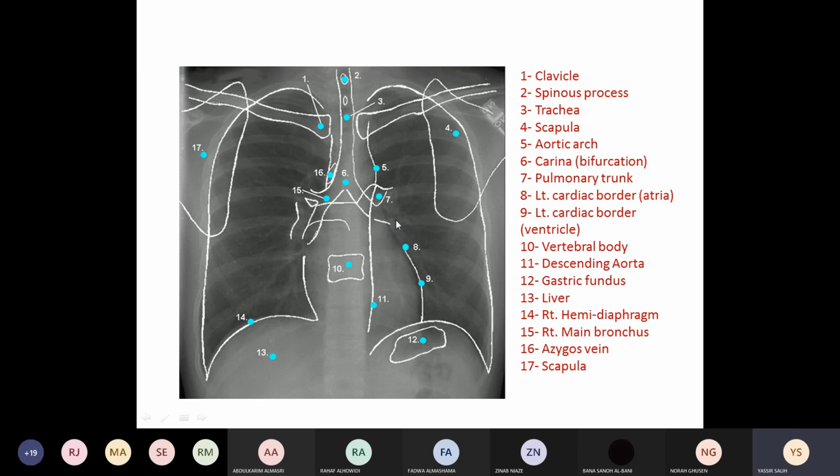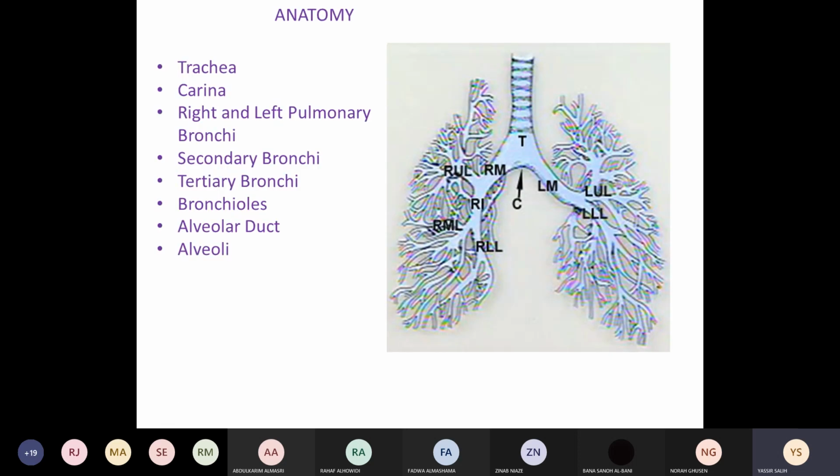But this is the normal appearance of the respiratory structures on the plain X-ray, which are known to be the trachea and the right and left main bronchus, which are divided into secondary and tertiary bronchi and the alveoli which are filled with air. This is the anatomy of the lung.